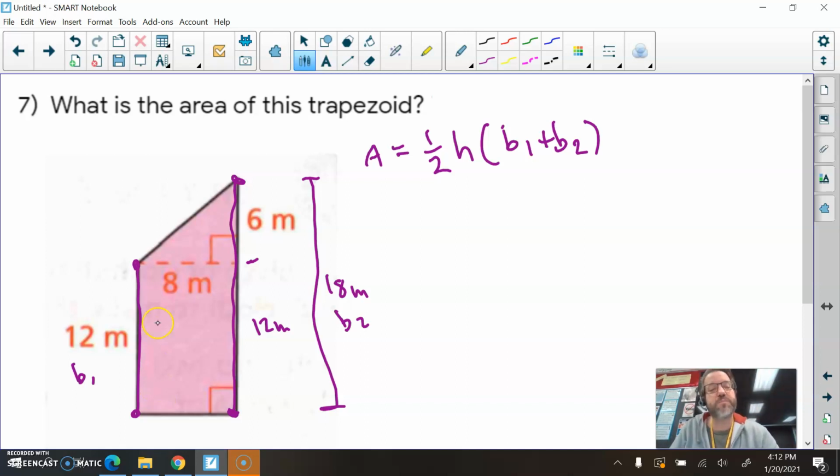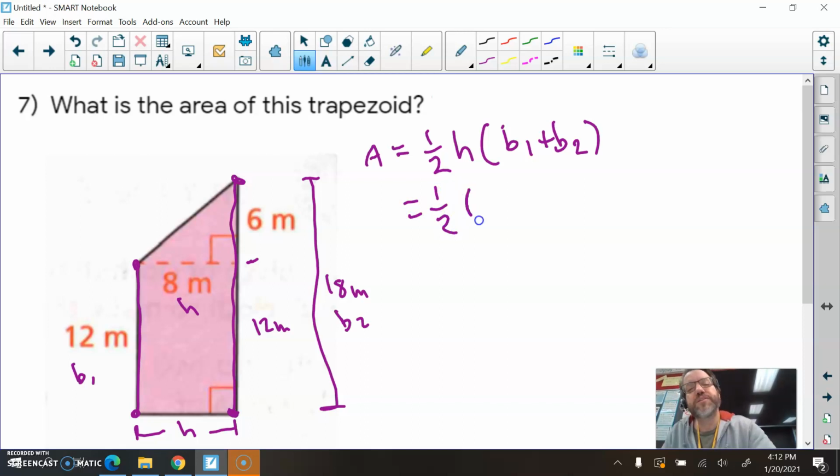Now you can't measure up down because your height here would be 12, but here it would be 18. You can't have different heights. So the only way to measure the height in a trapezoid is to go between the distance between the parallel sides. So your height is actually this measurement right here, the distance between your two bases. And that height is 8 meters. Okay? So now I can substitute in my numbers.